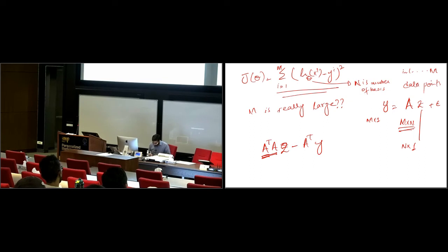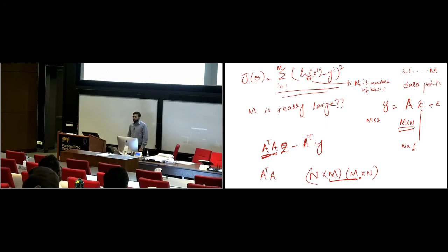So what is A transpose A? A transpose A is a matrix multiplication of two matrices, which is n by m times m by n. And that would be the product along the m direction, which is huge. If it's a million or a billion, that's too much pain, right? The question is, do we actually need it? Do we actually need all the data points?